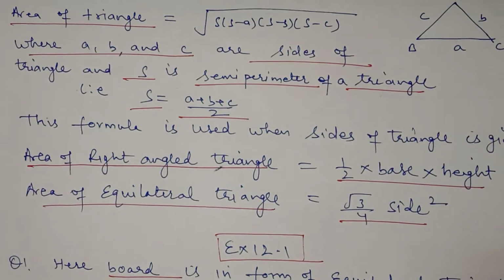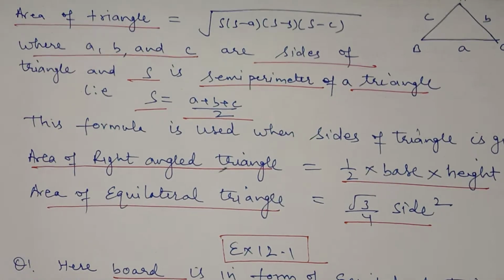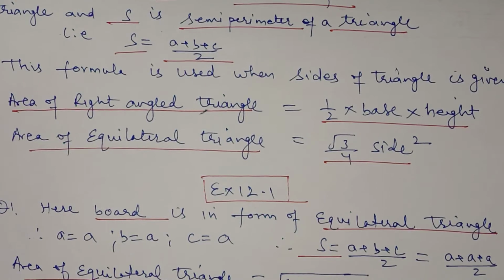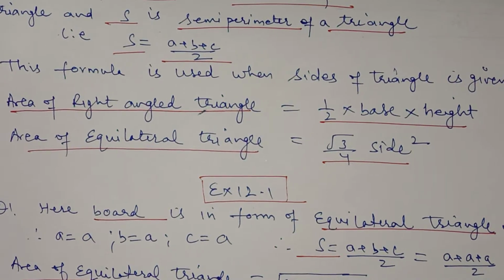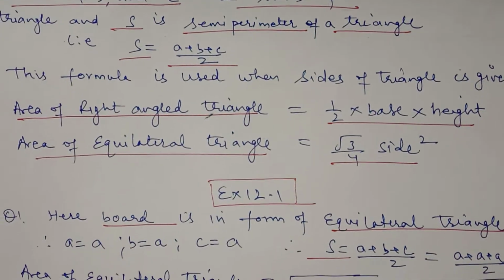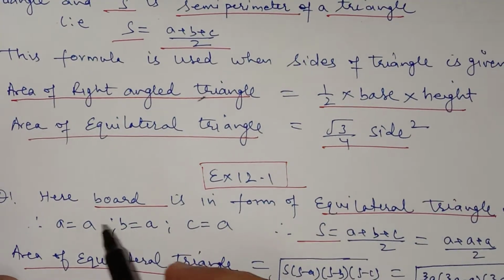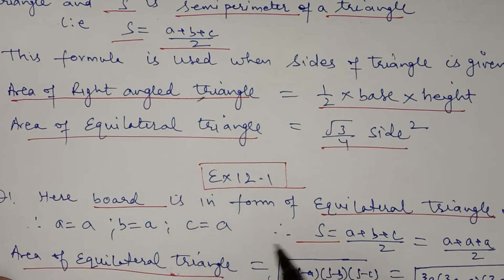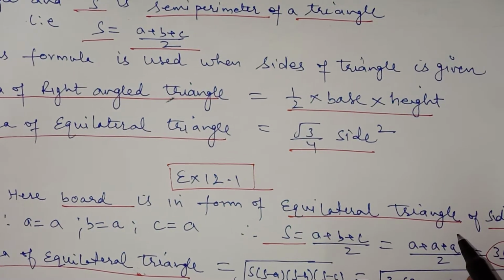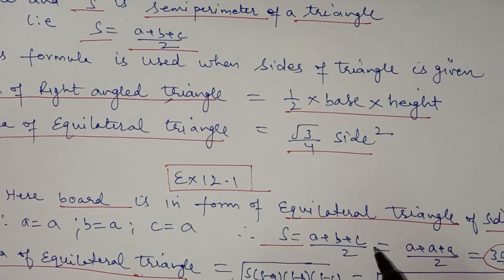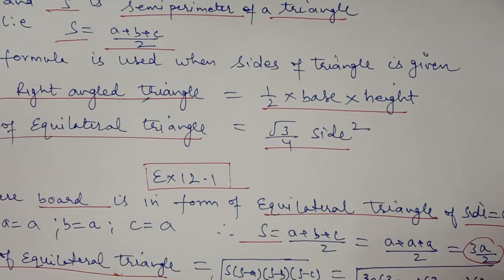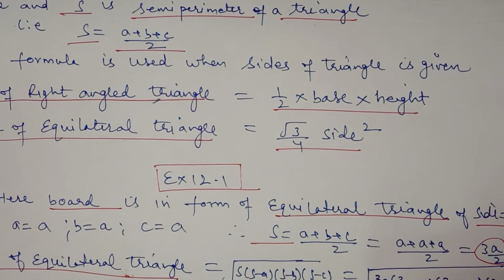Now we are starting with Exercise 12.1. In this it is given that there is an equilateral triangle of side a, and you have to find the area of the triangle. Here the board is in the shape of an equilateral triangle. You read the question from your NCERT book. It is given that each side of the equilateral triangle is a, so you have to find the area of this equilateral triangle in terms of a.